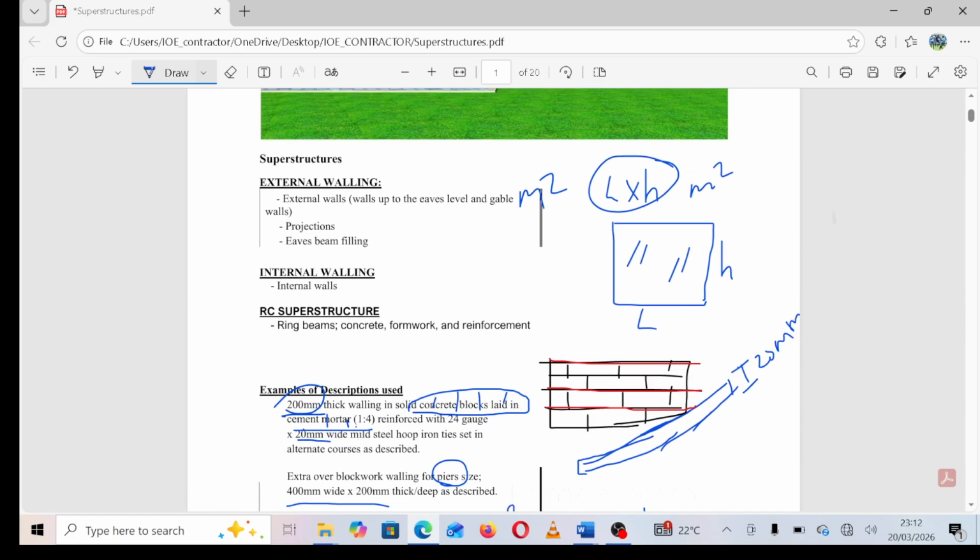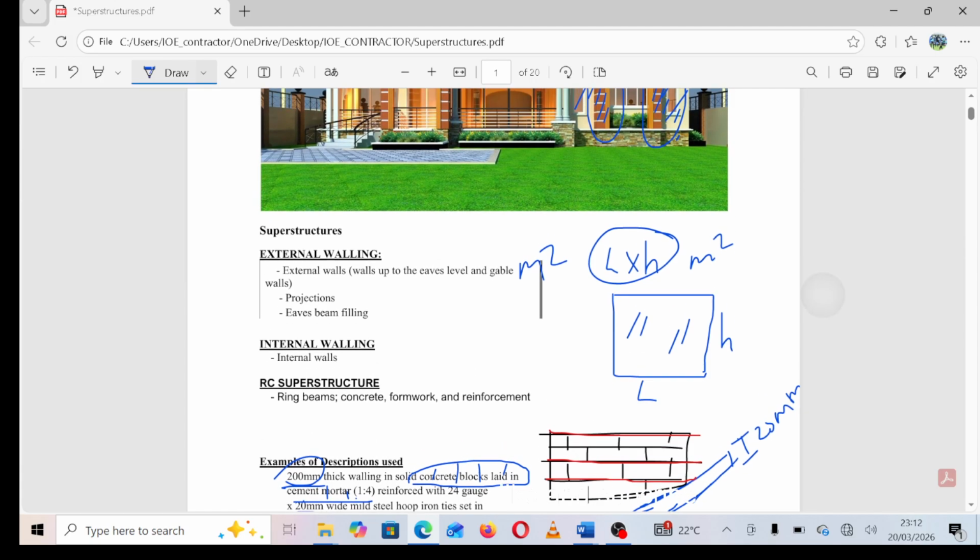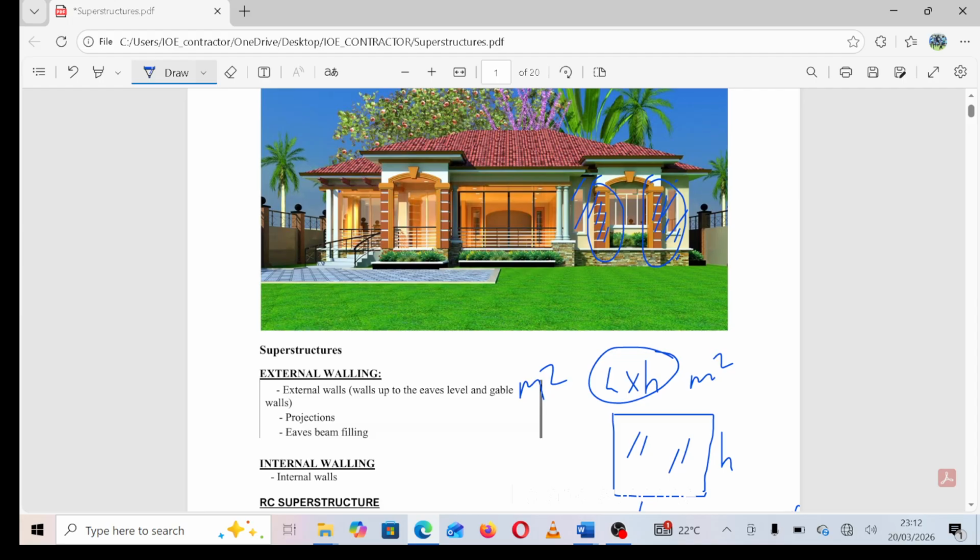So that is for the projections. Now every building, if it's built up to the wall plate, the wall plate is that reinforced concrete member. The ring beam, sorry. The ring beam is that reinforced concrete member that is built slightly on this mark. I'll put it in black here. That's where the ring beam is most times located.